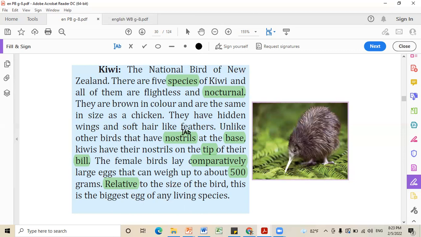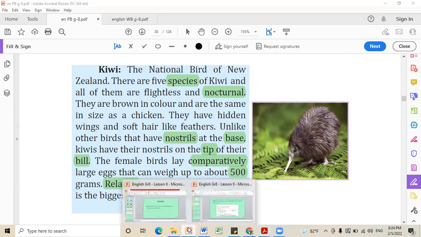And also here, I think we can say that there are 5 species of kiwi, right? There are five species of kiwi, and they are flightless and nocturnal. Those are also said to be other information, right? So we can include those kinds of information.